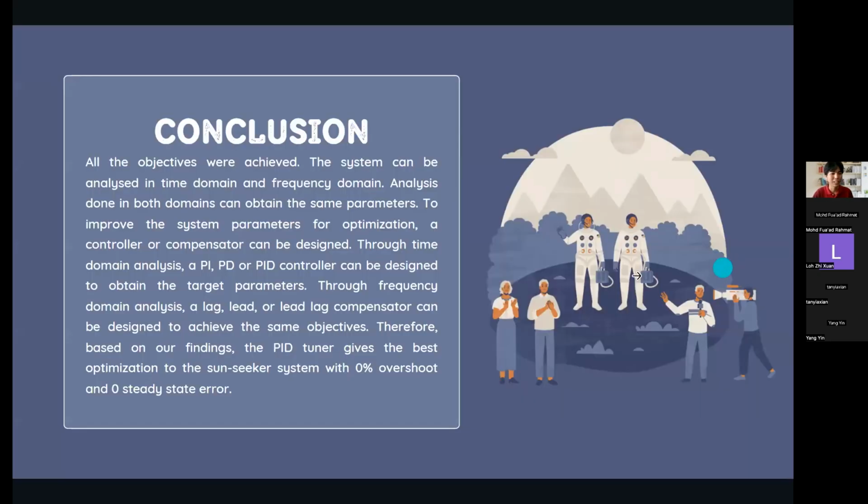And the conclusion: in conclusion, all the objectives were achieved. We can see that the system can be analyzed in both time domain and frequency domain. Using time domain analysis, we can design a PI, PD, or PID controller. Using frequency analysis, we can design a lag, lead, or lead-lag compensator. From task 6, we conclude that the PID tuner gives us the best results with 0% overshoot and 0 steady state error.